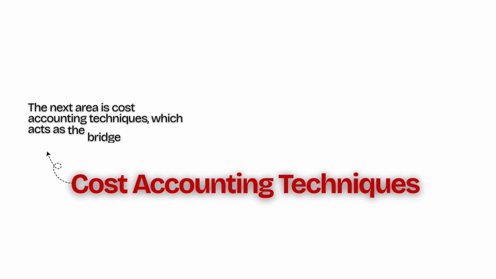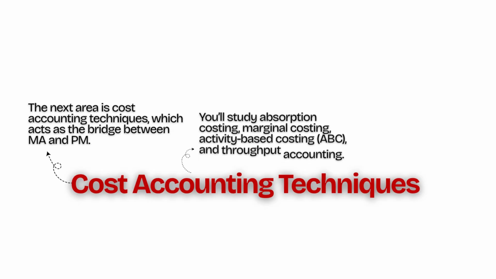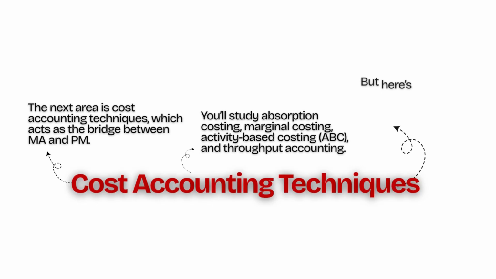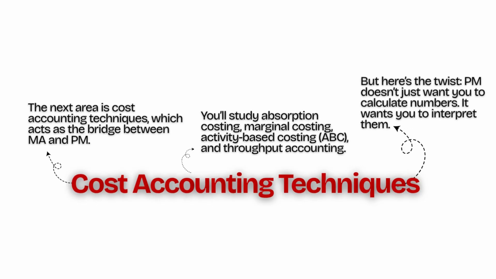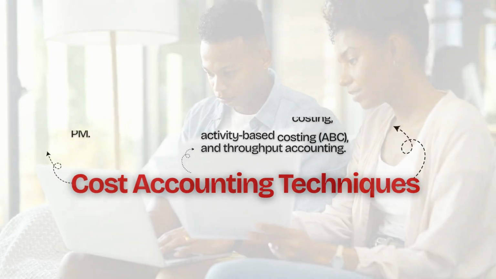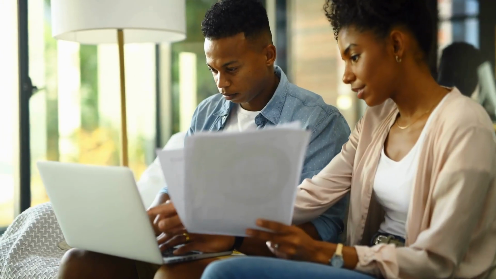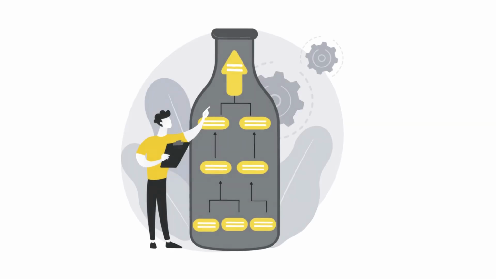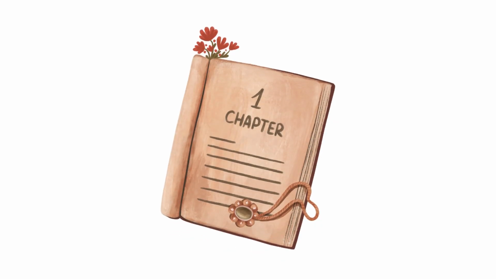Cost accounting techniques. The next area is cost accounting techniques, which acts as the bridge between MA and PM. You'll study absorption costing, marginal costing, activity-based costing, ABC, and throughput accounting. But here's the twist: PM doesn't just want you to calculate numbers. It wants you to interpret them. For example, if ABC shows one product is more expensive than others, the examiner wants to see whether you can figure out why. PM questions also test your ability to make decisions in situations where resources are limited, such as choosing which product to produce when you have a bottleneck. This is not a formulas chapter, it's a logic chapter.